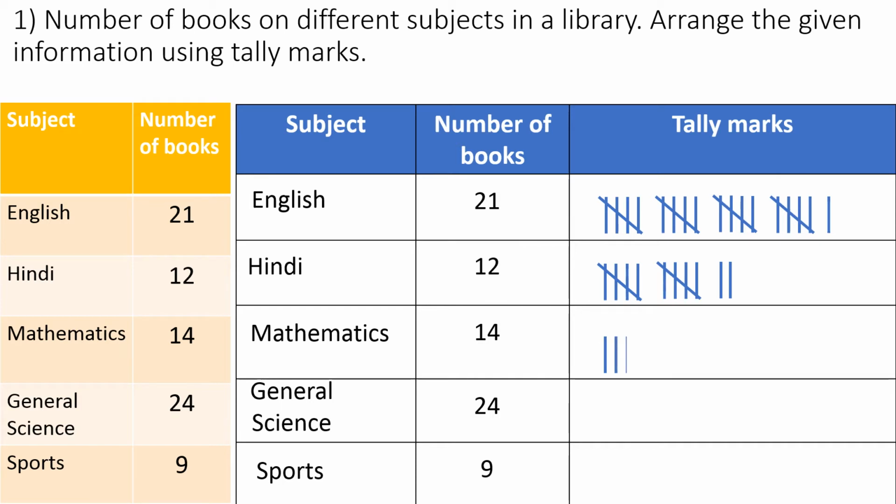1, 2, 3, 4. Cross fifth line. 6, 7, 8, 9. Cross line for 10. 11, 12, 13 and 14.